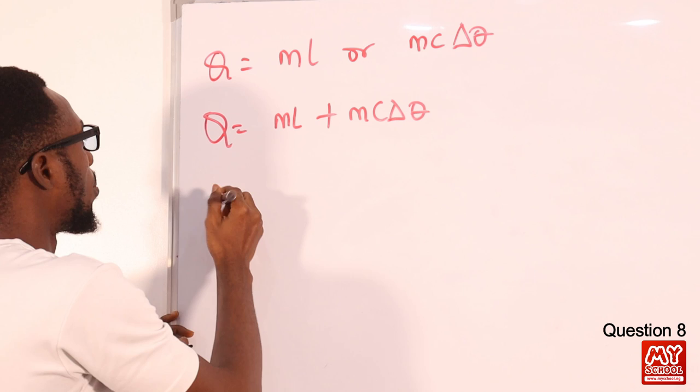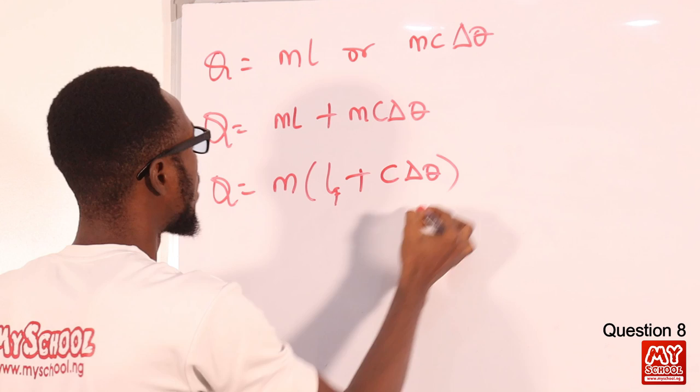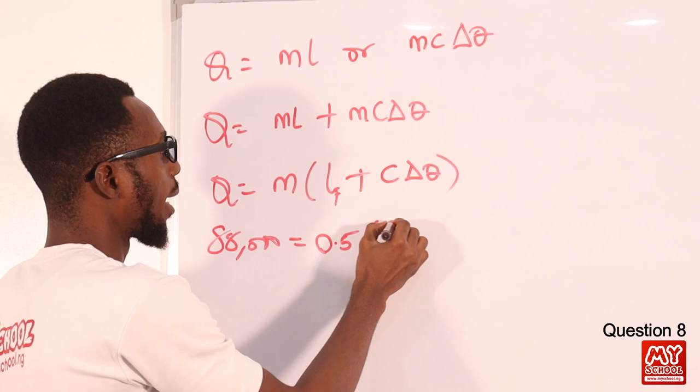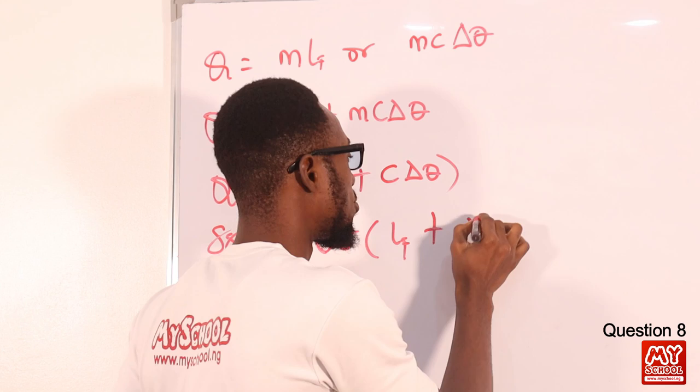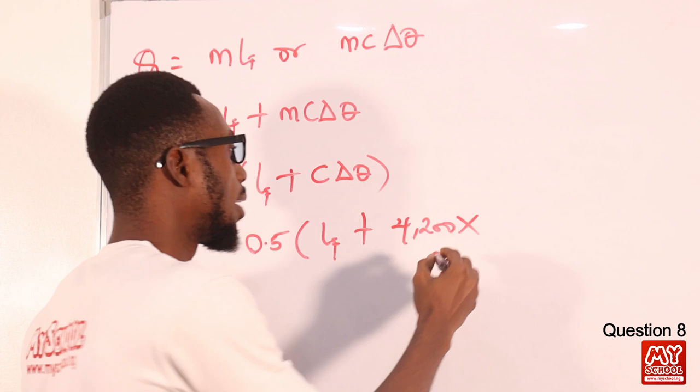I can see M is common, so I have Q equals M into brackets L, which is what we are looking for, I can put LF, then C delta theta. So quantity of heat involved, we have 88,000 equals the mass, which is 0.5. Open your bracket, this is what we are looking for, LF or L, latent heat of fusion, added to the specific heat capacity of water, we know it's 4,200. Then times change in temperature: we are dealing with 10 degrees and 0 degrees, so 10 minus 0, that is 10.